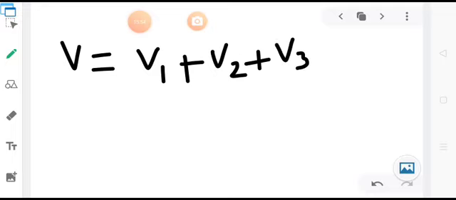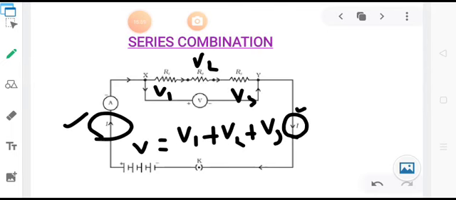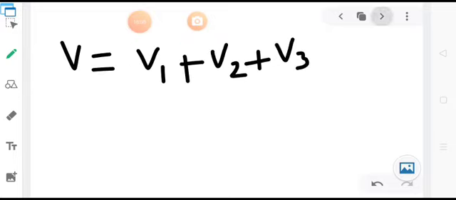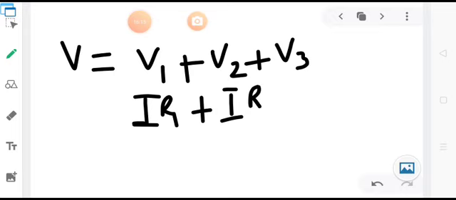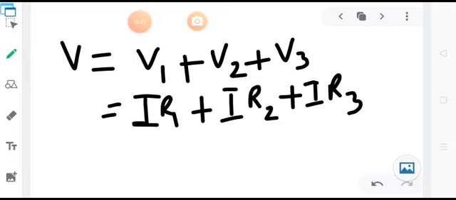As V is equal to V1 plus V2 plus V3, using Ohm's law, V1 will be equal to how much? V1 is equal to I into R1. See, current I is flowing, and the resistance is R1. So V1 is I R1. Similarly, V2 will be I R2 and V3 will be I R3.